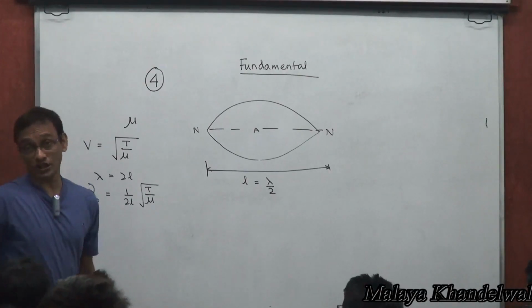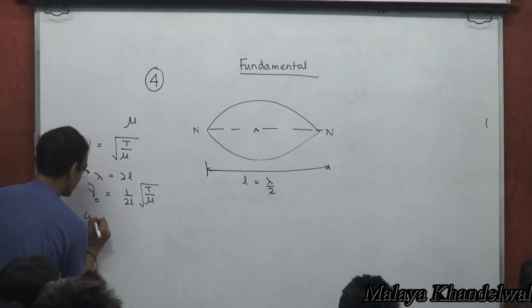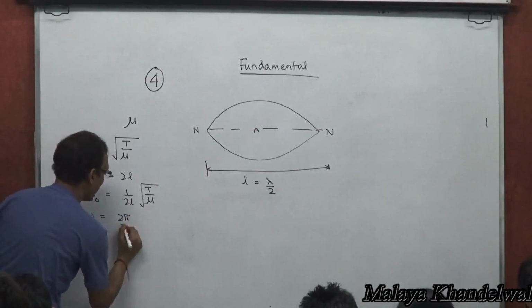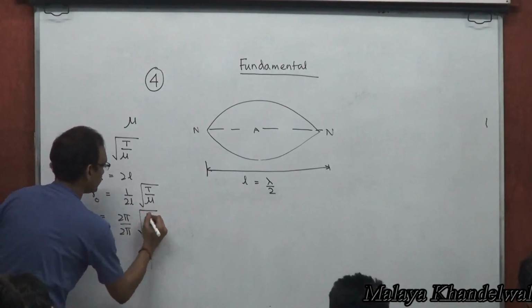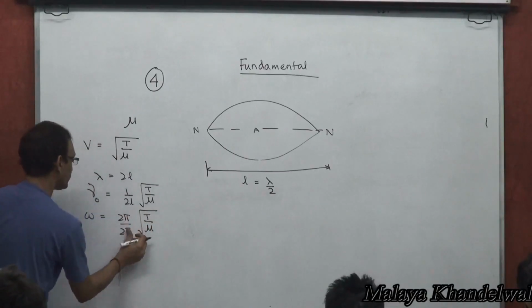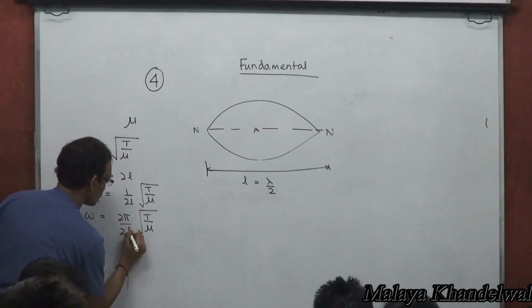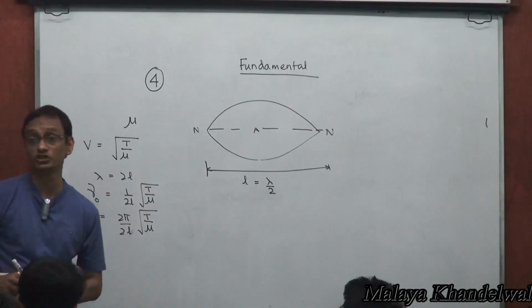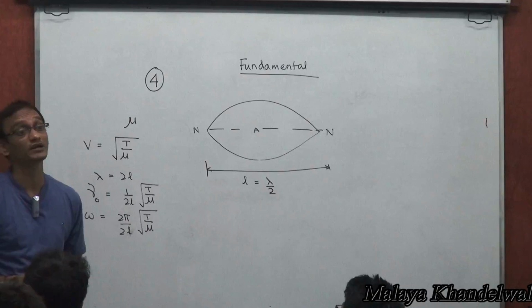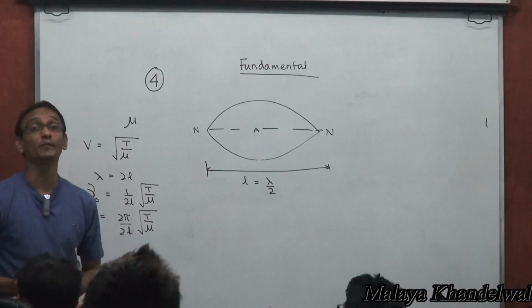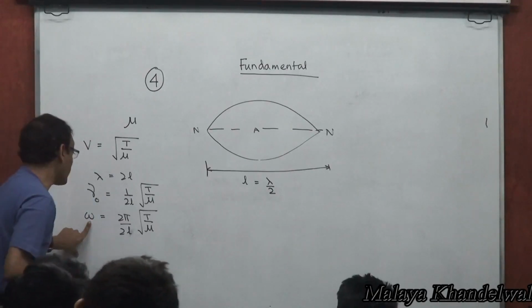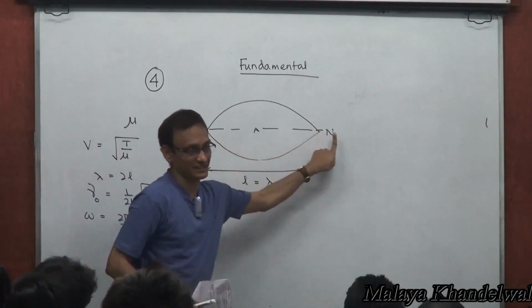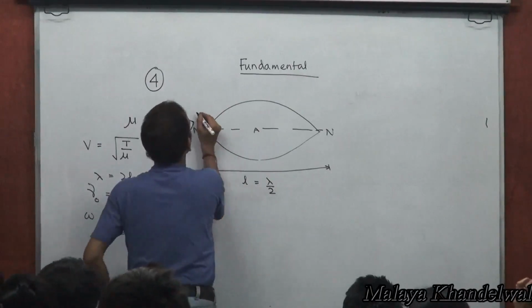The omega of oscillation of the constituent particles would be 2 pi times gamma naught. So 2 pi by 2L root T by mu is the omega of oscillation of the constituent particles. Each of the constituent particles is executing simple harmonic motion with angular frequency omega, but with amplitude that varies with x.